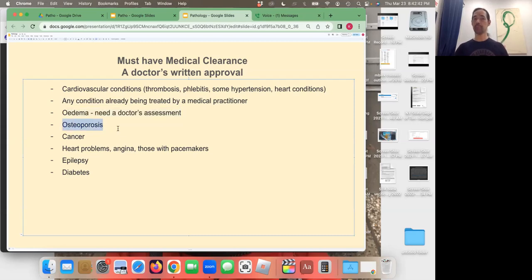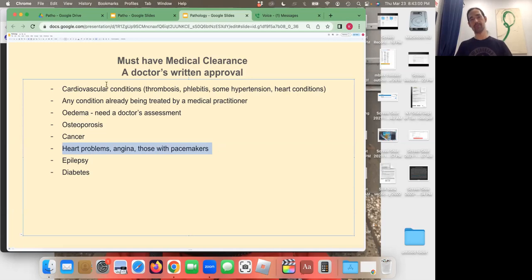Osteoporosis. Well, how bad is the osteoporosis? If you think you might cause some kind of fracture, well, it doesn't matter if you think so or not. Someone has osteoporosis, you have to send them to a doctor for assessment and for a doctor's written approval. Cancer, any kind of cancer.